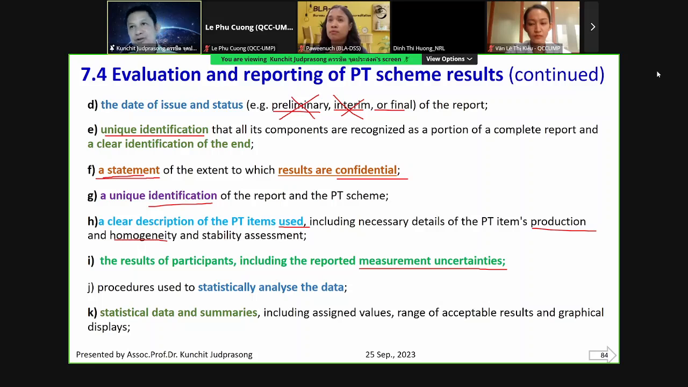So in the future, maybe the PTP in Vietnam may request the participant to report and evaluate. For the quantitative, we can improve it. The procedure used for statistical analysis of data. The statistics and summary including SI value, length of accessible result, graphical display. There are many wordings that you need to fit in these requirements.